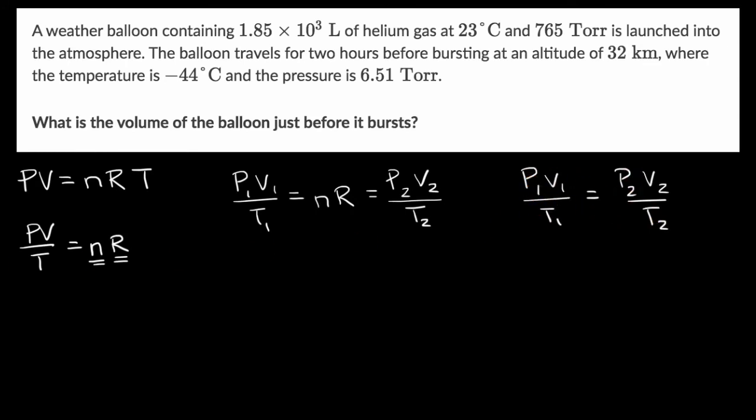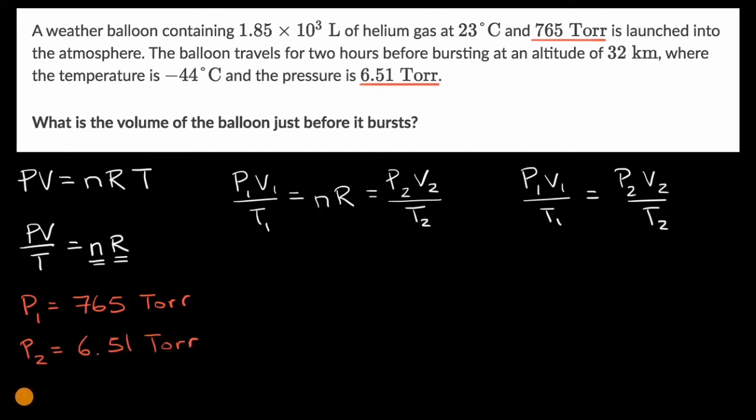Well, let's first think about P1. So pressure at time 1 is what? It's 765 torr. 765 torr. And what's P2? That's the pressure just before it burst, and they tell us it's 6.51 torr, much lower pressure, which makes intuitive sense. We're at a higher altitude.